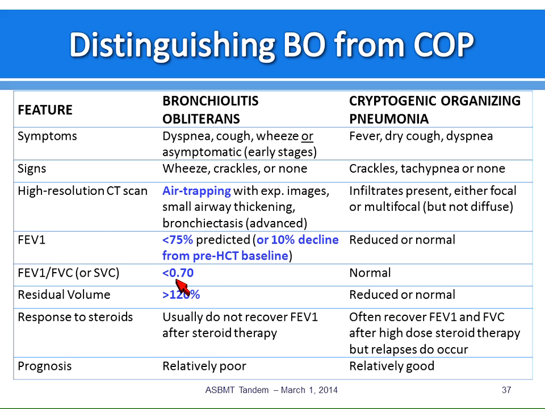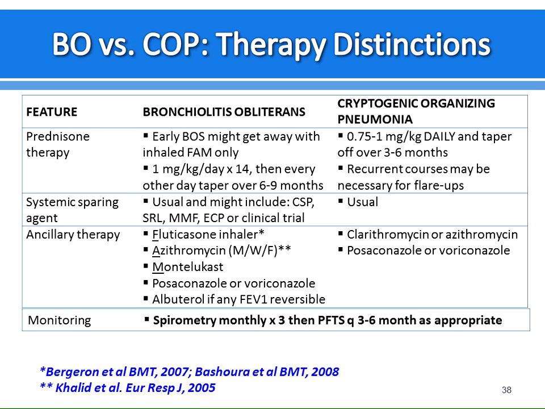And then the ratio that will accompany that lower FEV1 or 10% decline will start becoming obstructive. And then air trapping will be seen here. The prognosis in BO is worse than it is for COP because these patients are usually not so steroid responsive, whereas the other patients tend to respond to higher dose steroids.